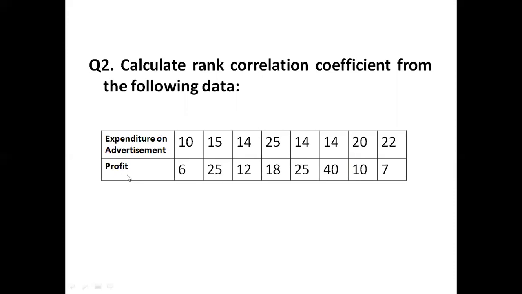Similarly in profit, let's check if there are some similarities. 6, 25, 12, 18, 25. So again 25 is occurring 2 times here, and 40, 10 and 7. तो अगर हम बात करते हैं कि एक्सपेंडिचर ऑन एडवर्टाइजमेंट में हम देख सकते हैं कि जो 25 नंबर है वो 3 बार आया है, सॉरी 14 नंबर जो है वो 3 बार आया है, जबकि प्रॉफिट में 25 2 बार ये प्रेजेंट है.